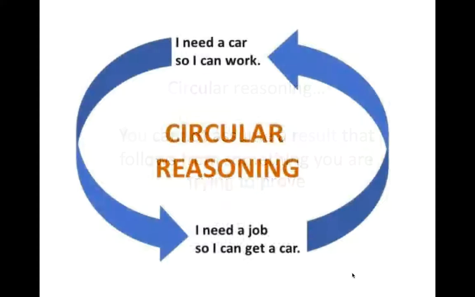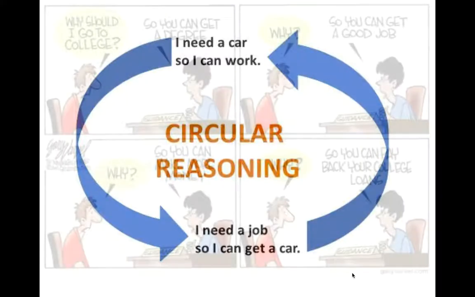So circular reasoning is something that goes around literally in a circle. So this is a good example. I need a car so I can work, but I need a job so I can get a car. So you can see this person is stuck in a circle. They need a job before they can get a car, in order to pay for it, but they also need the car to get to work. And so they've got this circular problem going on that really has no solution in itself.